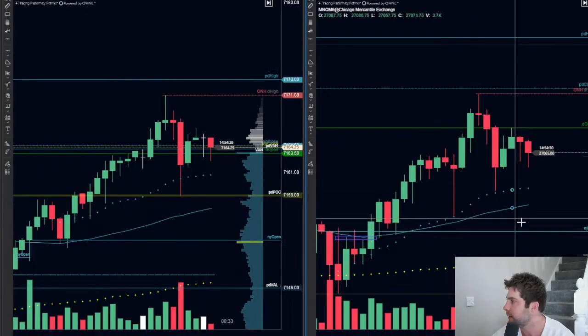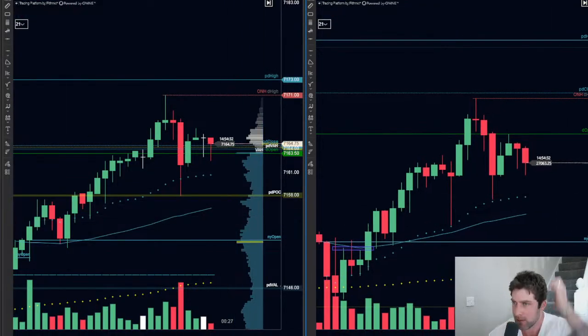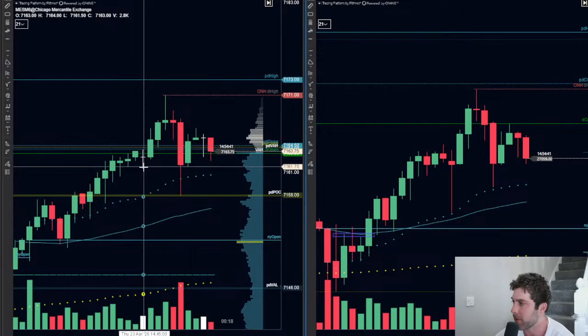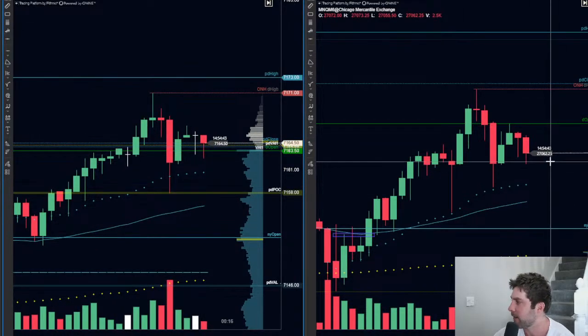So yeah, currently sitting in nice profit for the day, 1250. So I don't need to rush into any trades that aren't super clear.